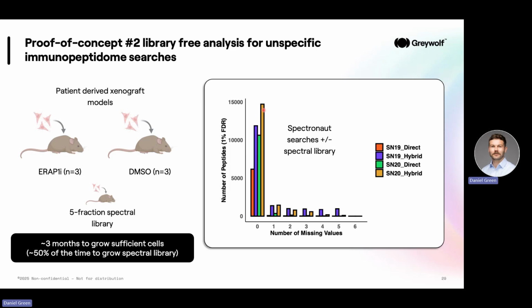So slightly variable results across these two experiments, but really probably the beginnings of evidence for us to start to think about, when generating a spectral library is very time and cost prohibitive, how we may think about leaving the spectral library out of the experimental design.